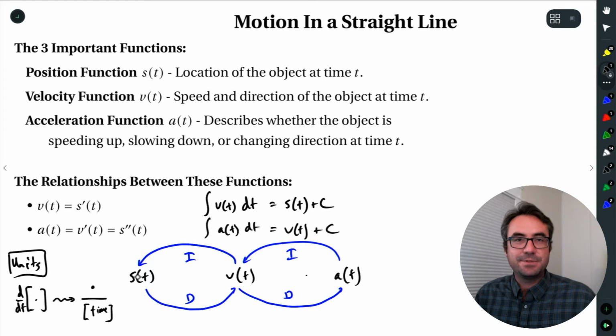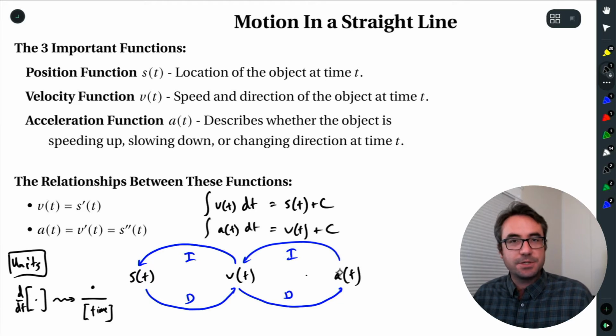So position, say it's measured in meters. When we look at velocity, it's going to be measured in, say, meters per second. So we've divided by a unit of time. And if we were to differentiate again, what would be the units for acceleration in that case? It would be meters per second per second, or meters per second squared.